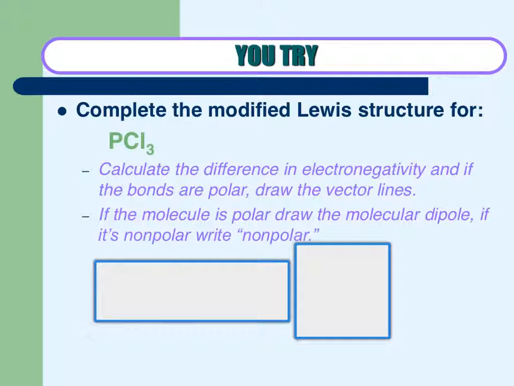So here's one for you to try: the phosphorus trichloride here. Your goal is to first figure out the Lewis structure, then calculate the bonds, so whether or not they're polar, and draw any vector lines that might be needed. And then, if you've got a polar molecule, tell me, is it polar or nonpolar? And then draw in your big polar arrow.